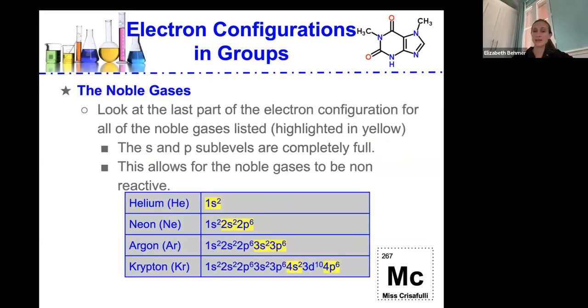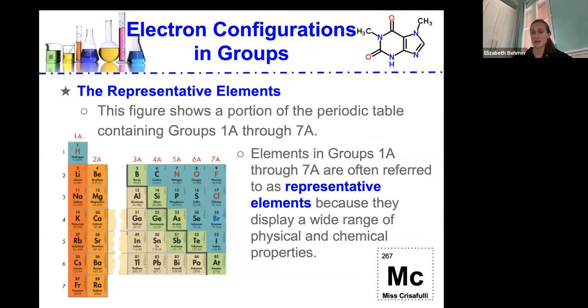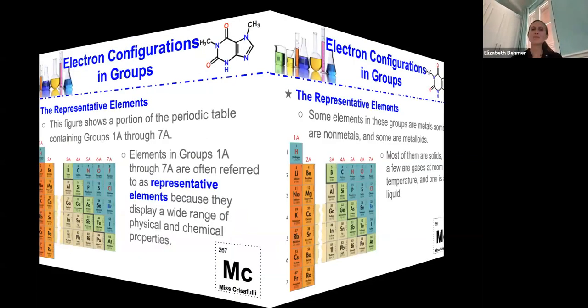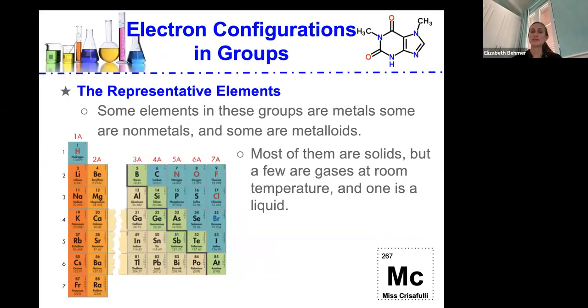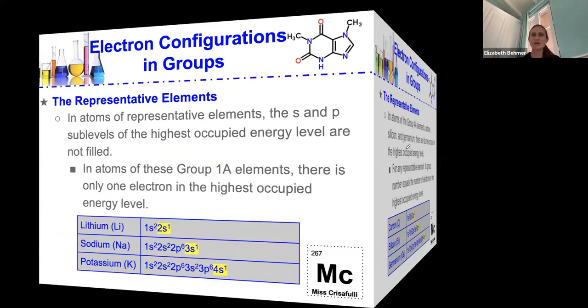In atoms of the representative elements, the s and p sublevels of the highest occupied energy level are not filled. In atoms of group 1A elements, there's only one electron in the highest occupied energy level. So you can see how the electron configuration really determines where we are placing these elements in the periodic table. In atoms of the group 4A elements, carbon, silicon, germanium, there are 4 electrons in the highest occupied energy level. For any representative element, its group number will equal the number of electrons in the highest occupied energy level. So in group 4A, there are 4 electrons in the highest occupied energy level.